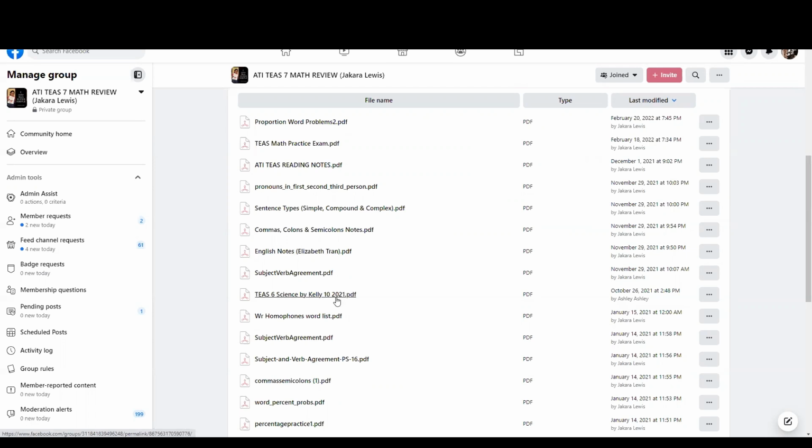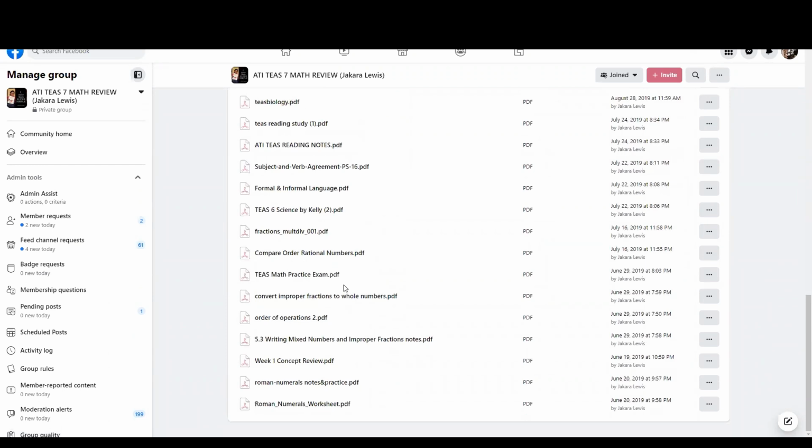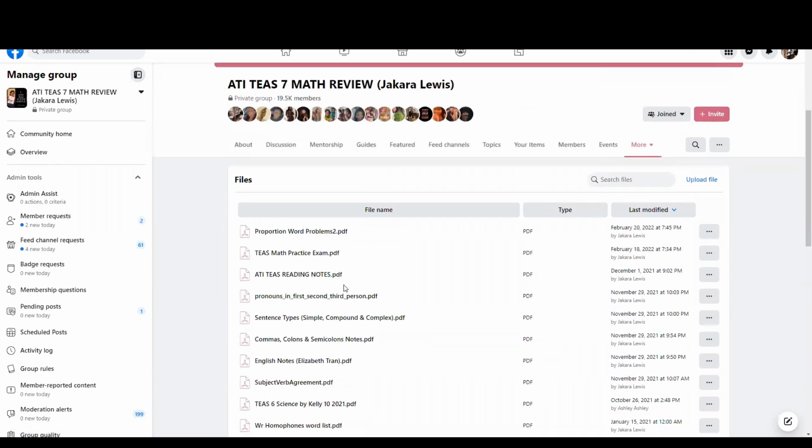The science notes by Kelly, even though it's from the T6, it's still good to know. I know the biggest difference between science in T6 and T7 was that T6 was more A&P, and in T7 they brought in biology and chemistry. But still good to know. All of these files are really good though. I always tell people, if you can download and print all of them, why not? Because it's free and it's extra practice. It just helps to give you a variety of things to actually be able to work on.